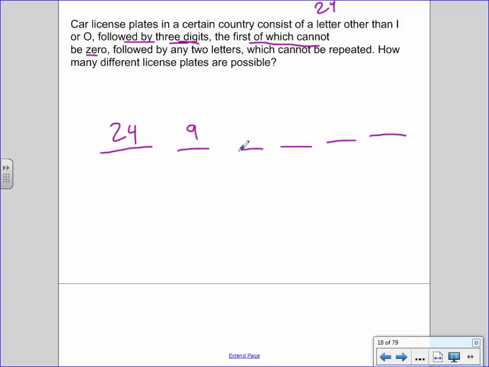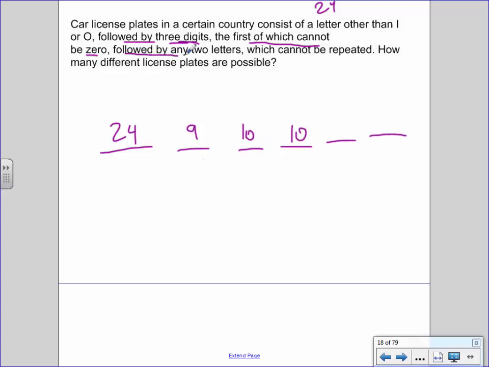Now, on a license plate, once you use a digit, can you use it again? There's no reason why I can't have a license plate that has like 2 5s next to each other. So we're back up to 10 again, and then we're back up to 10 again, right? These were all of your numbers here, but this was the one restriction. You couldn't have the 0 here, but you could here and here.